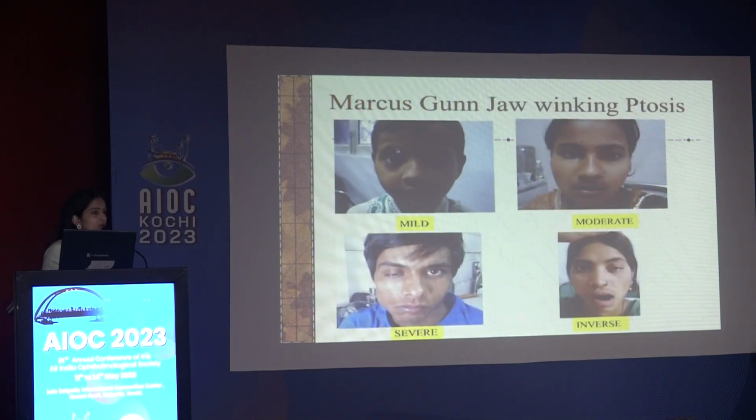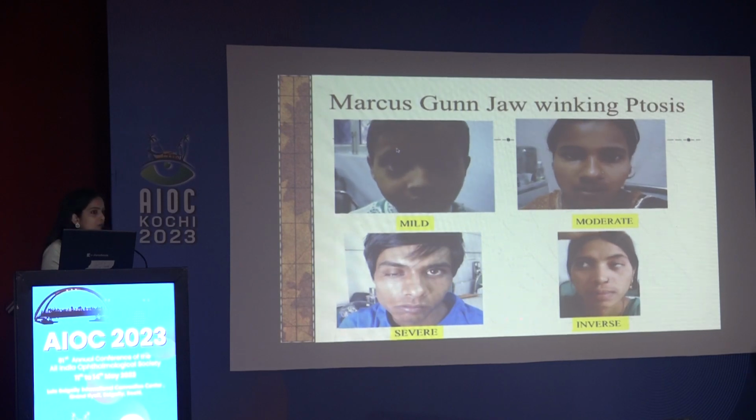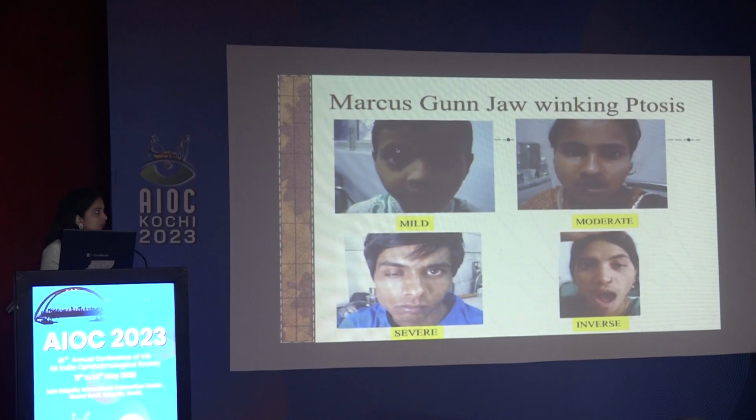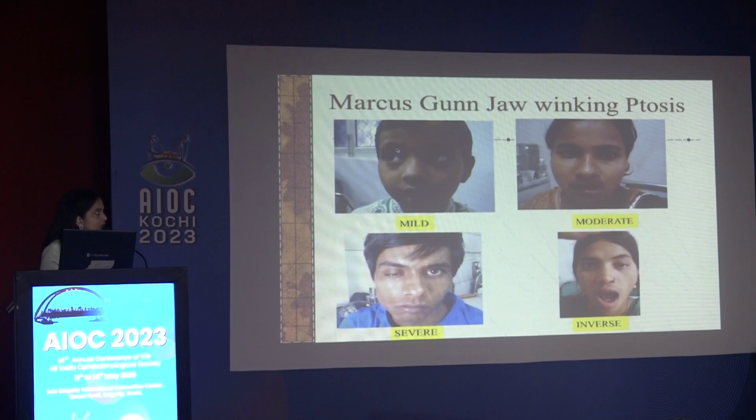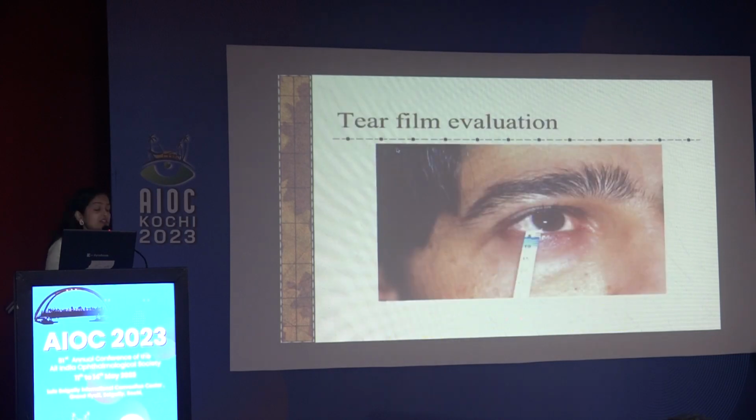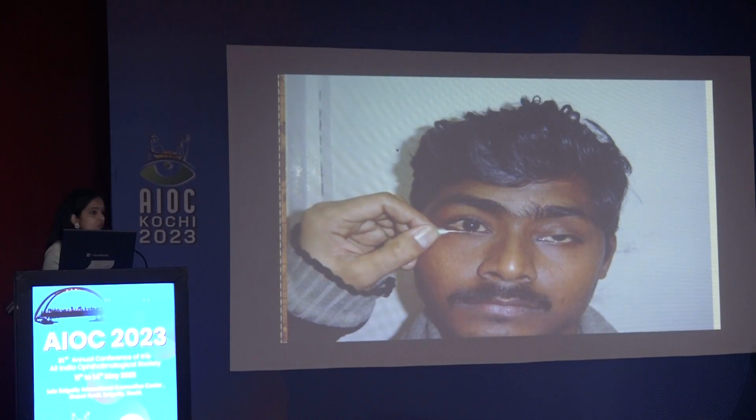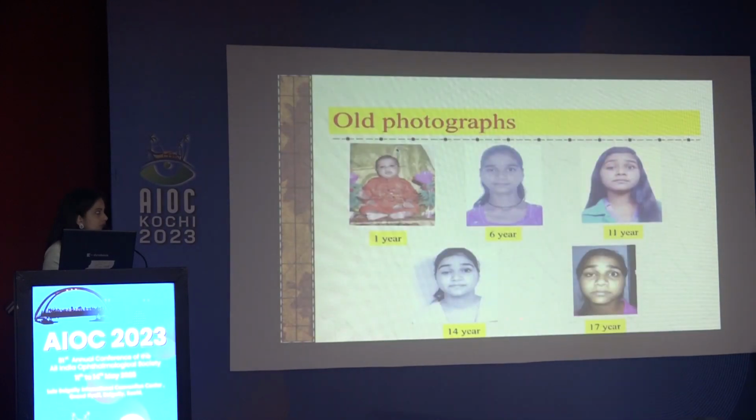Marcus-Gunn jaw winking phenomenon is a variety of complicated synkinetic ptosis. When the patient moves the jaw, the eyelid also moves along with it. There is an eyelid retraction on the jaw movement because of the supply of the mandibular nerve to the LPS muscle. It's important to do a dry eye workup, tear film evaluation, and corneal sensation or Schirmer's test before any ptosis surgery.